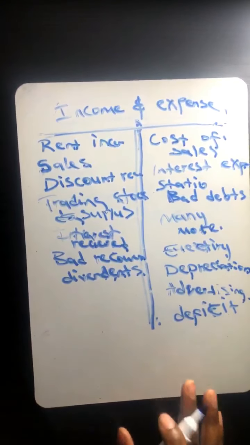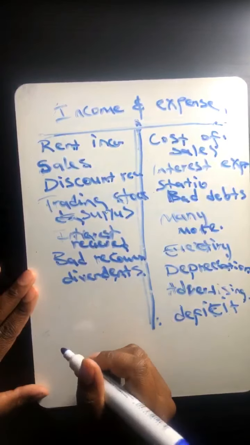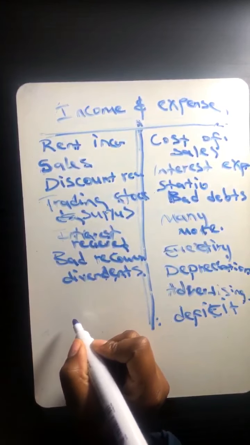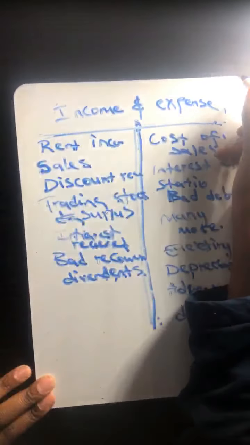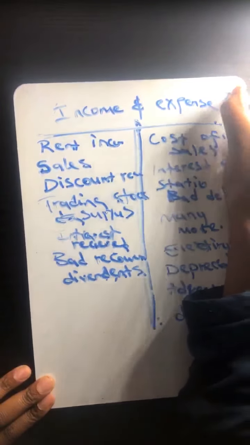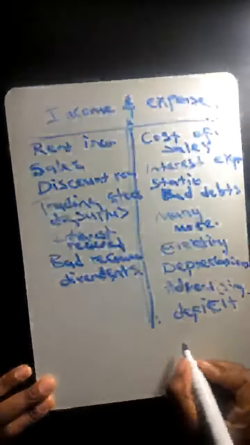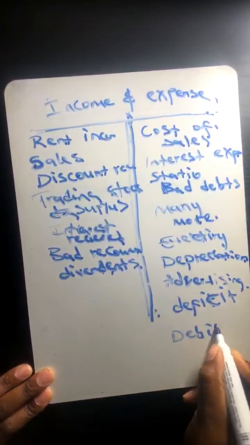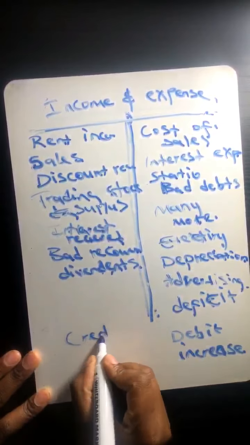That's it from you guys. Okay, fine. I didn't tell you that. Equipment. Equipment is an asset. Okay. Yes. So I didn't tell you guys that expenses increase on the debit side. Sorry. Your expenses increase on the debit side. Debit increase. That means your income increases on the credit side, okay?